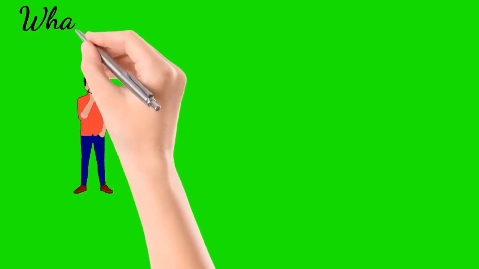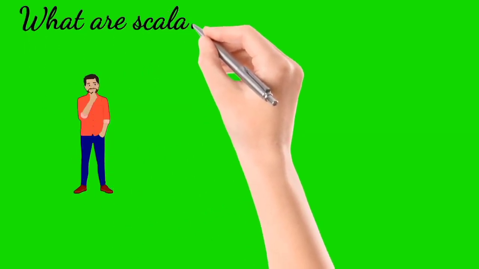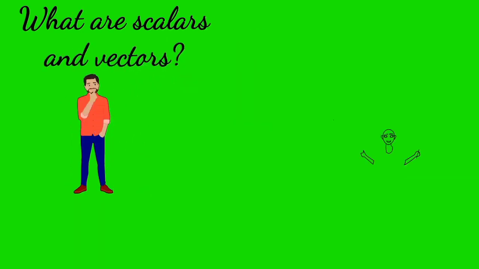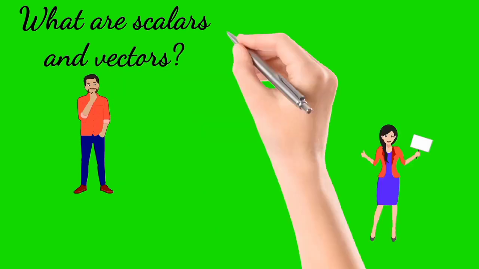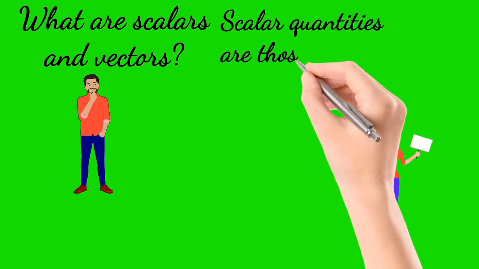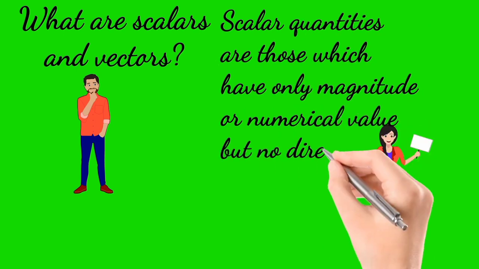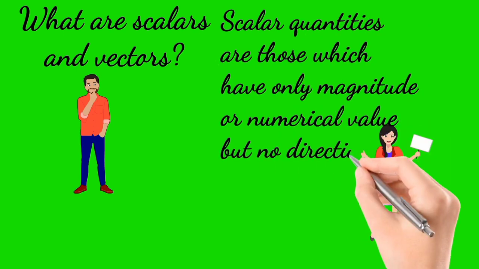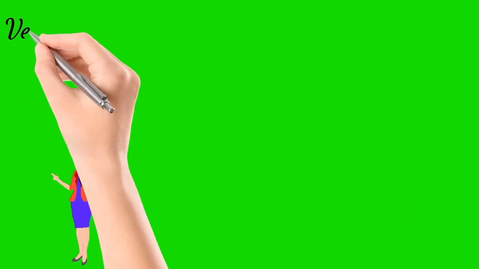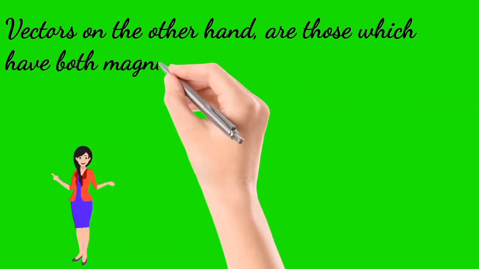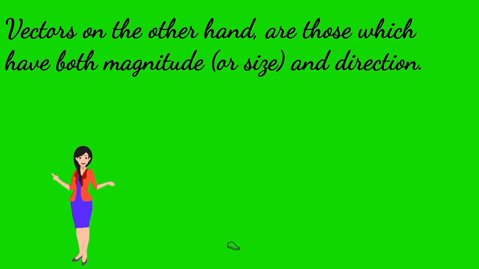The topic is scalars and vectors. So I believe at one time or the other you must have wondered what scalars and vector quantities are and how to resolve them. Scalars are numerical quantities. They are physical quantities that have magnitude alone but no direction. Vectors, on the other hand, are simple quantities that have both magnitude, or numerical size, as well as direction.